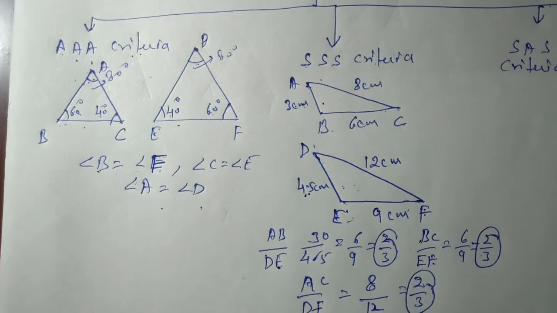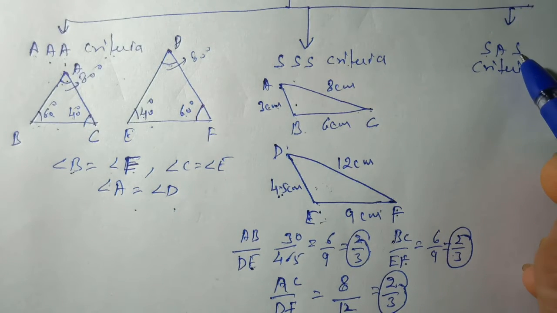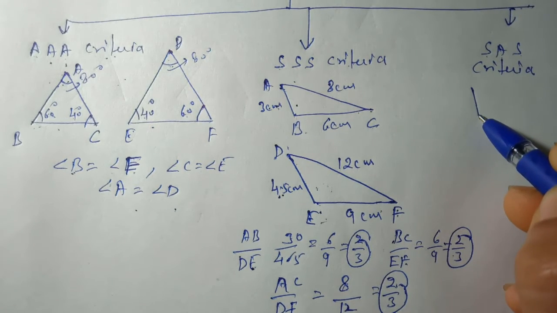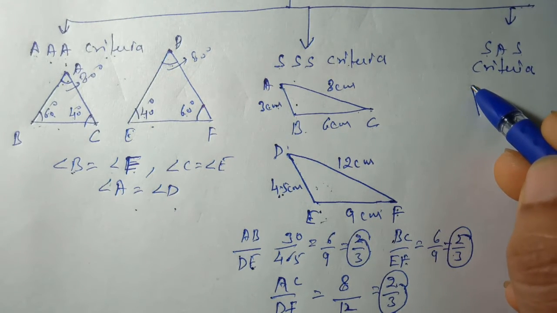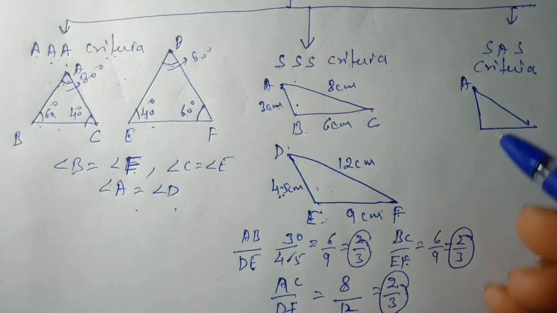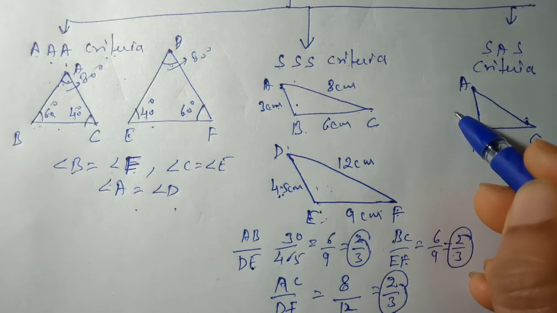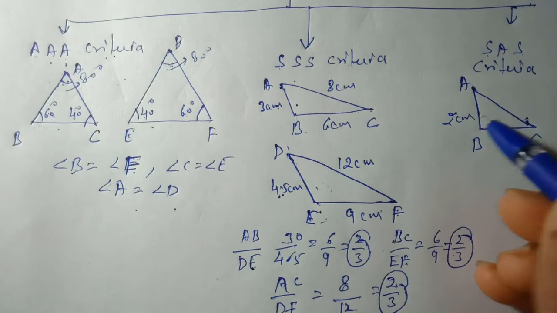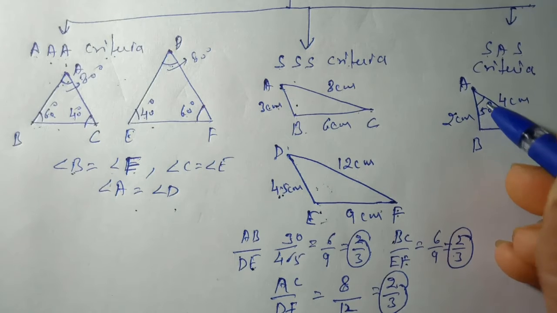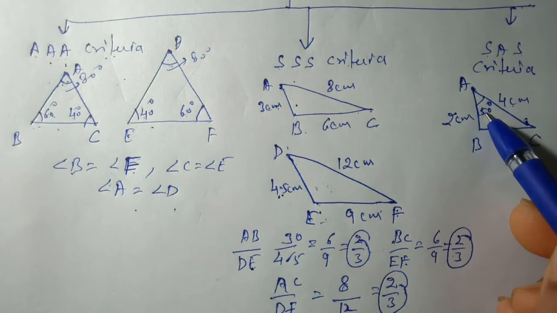Now move to the last criteria, that is side, angle, side. Here a side is there and the angle between them. So let us understand it by taking an example. Again I am taking a figure. Let me name it as A, B, C. Suppose this side is 2 centimeters, this side is 4 centimeters, and this angle is equal to 50 degrees. The measurements of these two sides are given and the measurement of the angle is given.